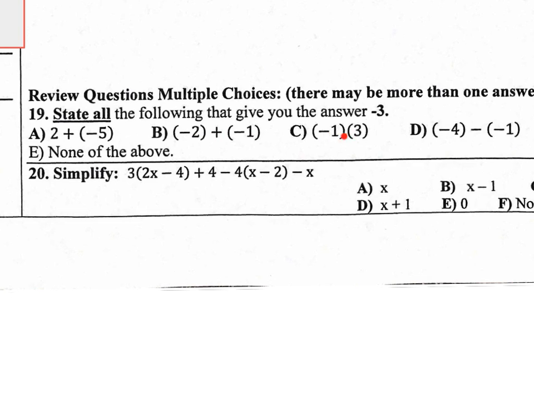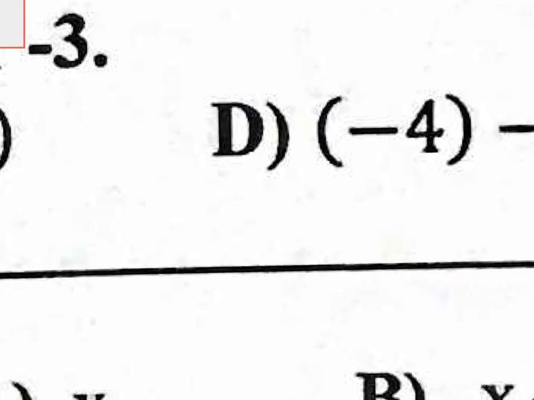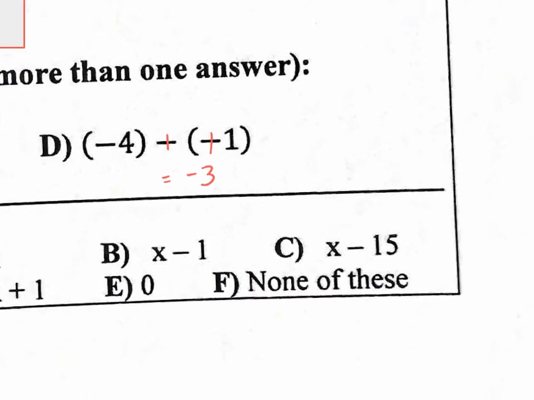D, does it? Are we multiplying right here? Yeah, you are. And what is -1 times +3? It's -3. I told you. How about this one? Does this give you -3? Are we multiplying? No, you're adding. We're adding, and there's a positive, and it does give you a -3, right? Yeah, so in this case, all of them work.